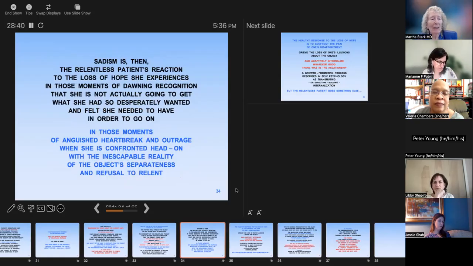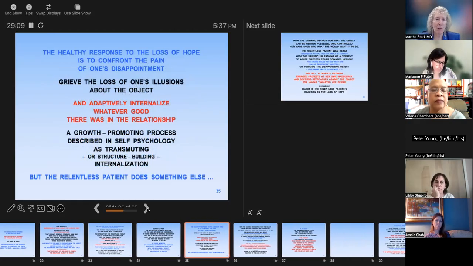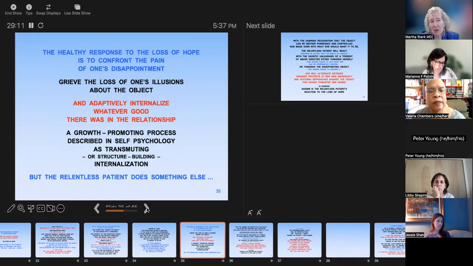Sadism is then the relentless patient's reaction to the loss of hope she experiences in those moments of dawning recognition that she's not actually going to get what she had so desperately wanted and felt she needed to have in order to go on. In those moments of anguished heartbreak and outrage, she's confronted head on with the inescapable reality of the object's separateness and refusal to relent.